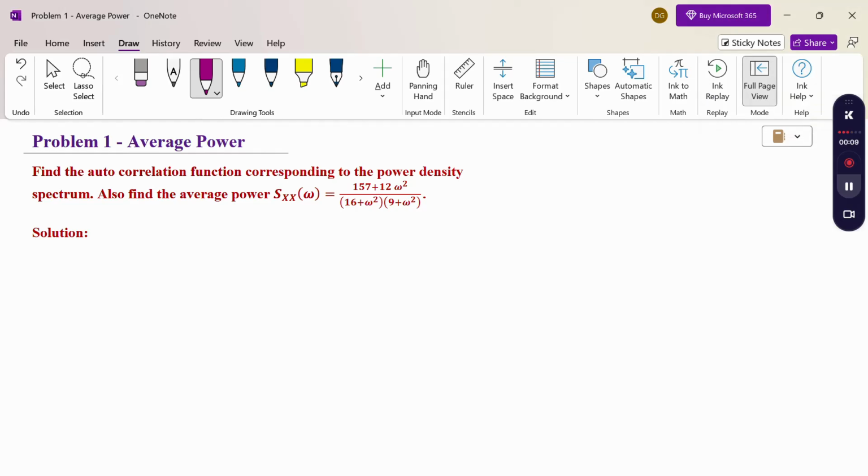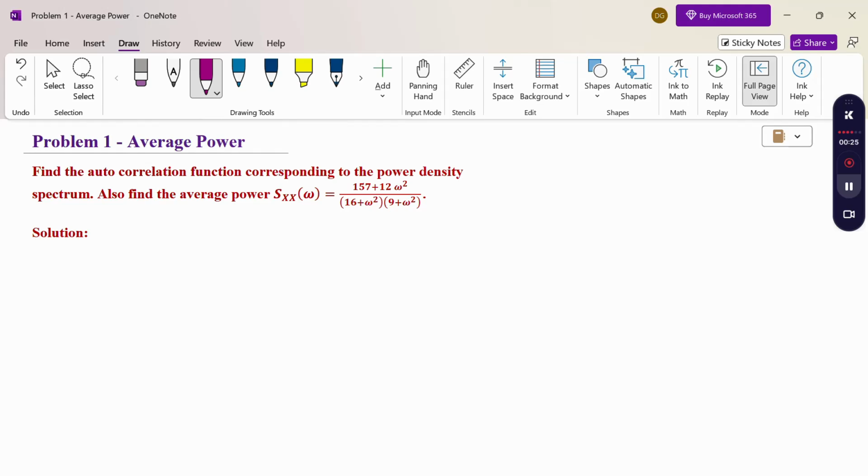Look at this problem. Find the autocorrelation function corresponding to the power density spectrum. Also find the average power. Sx of omega equal to 157 plus 12 omega square divided by 16 plus omega square into 9 plus omega square.